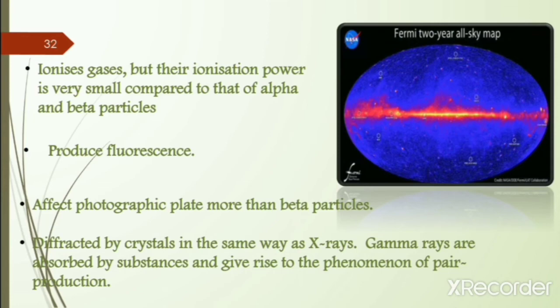Pair production is a process that results in the conversion of a photon into an electron-positron pair. When a gamma ray photon strikes the nucleus of some atom, its energy is converted into an electron and a positron. That's all about the properties of gamma rays.